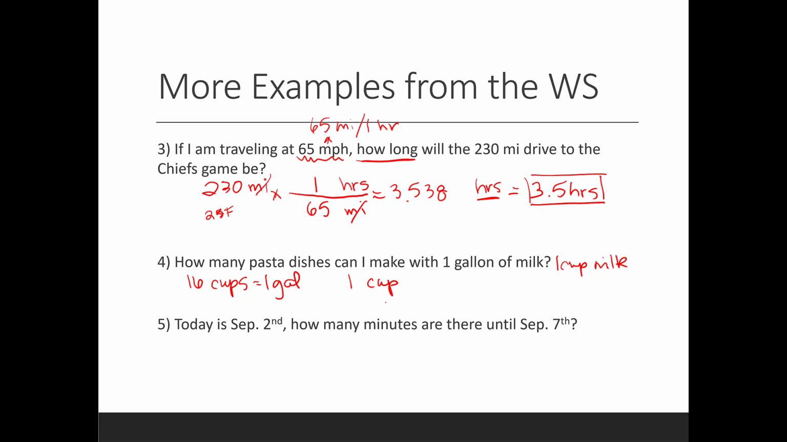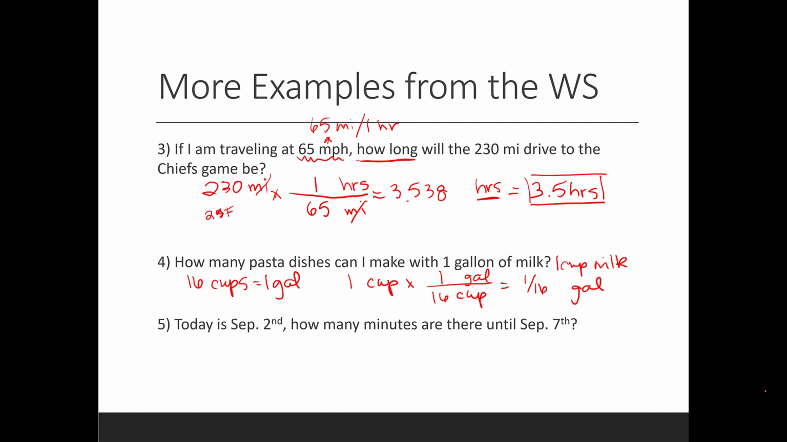But let's just go ahead and prove it, right? If I have 1 cup, I can convert that. So cup to gallons. I want to end up in gallons over here. So there's 16 cups in every 1 gallon. So every time I need to make this recipe, I need 1/16 of a gallon. So I could make it 16 times, is how many times I could make that pasta dish.